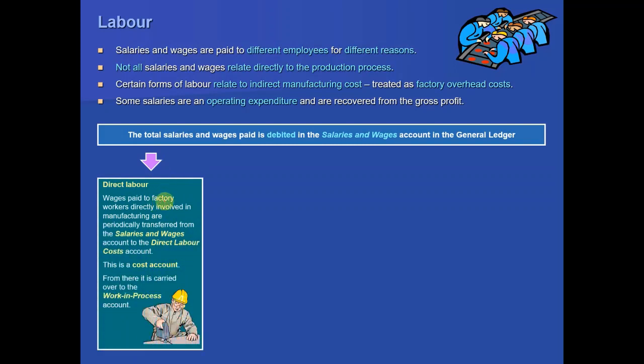Direct labor, wages paid to factory workers directly involved in the manufacturing, are periodically transferred from the salaries and wages account to the direct labor cost account. This is a cost account, as we've seen in a previous slide. From there, it's carried over to the work in process account. As we also saw in a previous slide, the work in process account is an asset account.